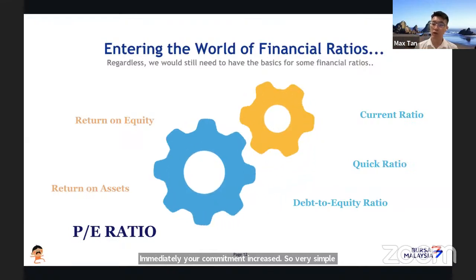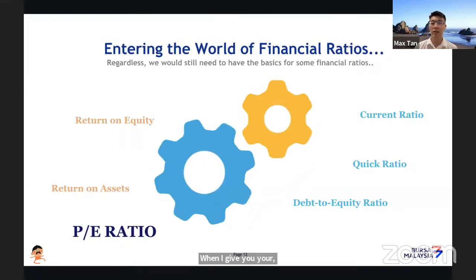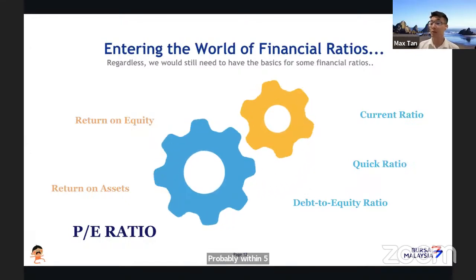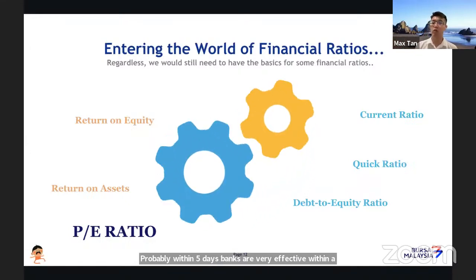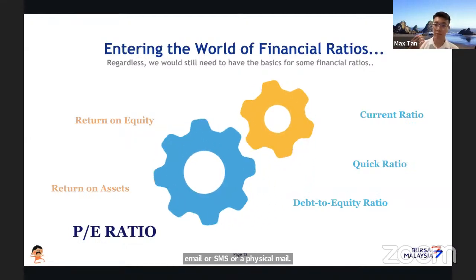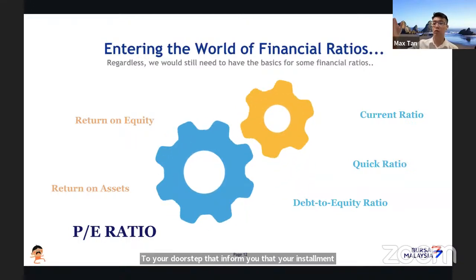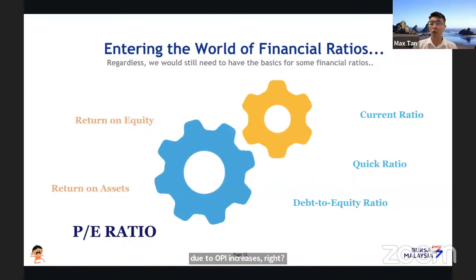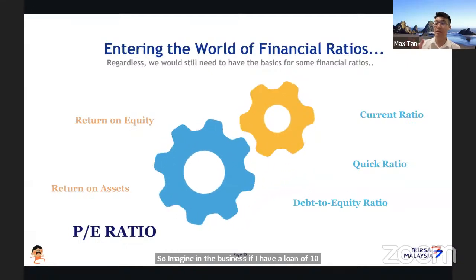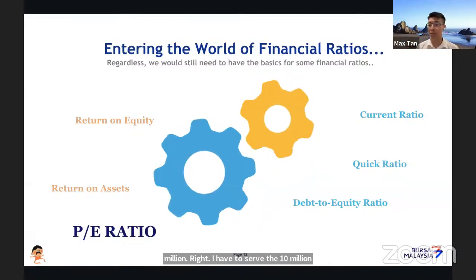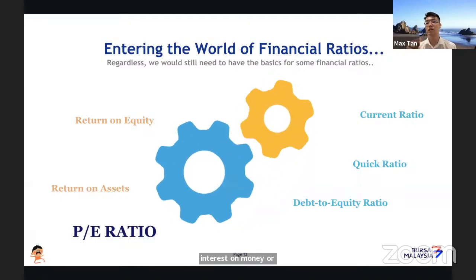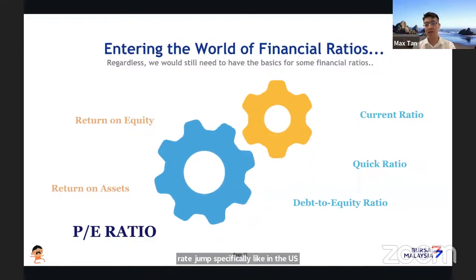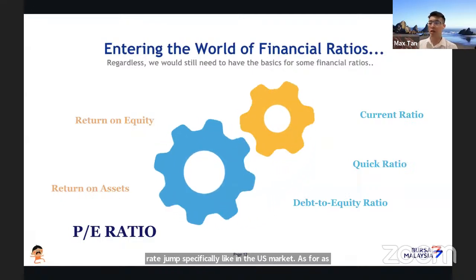So a very simple example: take your house loan. What happens when OPR increases? Within 5 or 10 working days, banks are very effective, you'll receive an email, SMS, or a physical mail to your doorstep informing you that your installment amount will increase from this amount to that amount due to the OPR increase, right? So imagine in a business, if I have a loan of 10 million, I have to service the interest on a monthly or quarterly basis. Normally it's monthly. So I have to continuously service the interest. When interest rates jump significantly, like in the US market, for example, the cost of running the business will increase significantly.